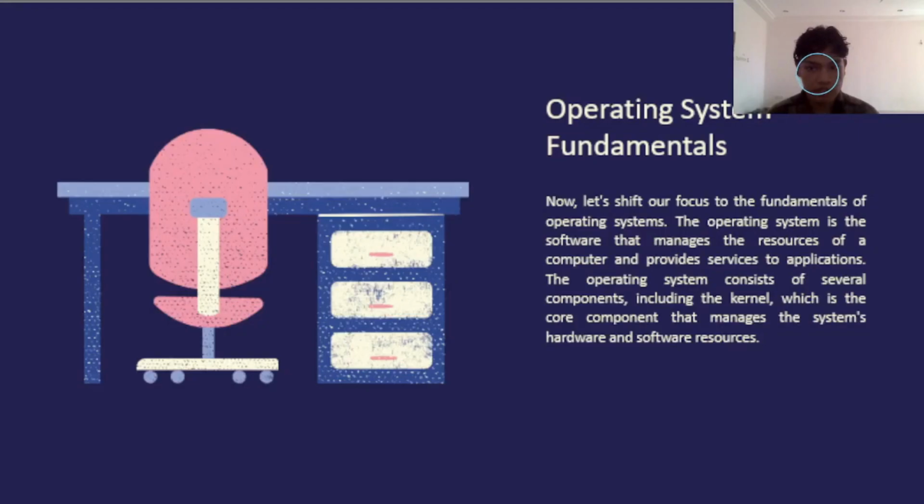The next is operating system fundamentals. To develop efficient and robust game engines, it is essential to understand the fundamentals of operating systems. These include the kernel, interrupts, kernel calls, preemptive multitasking, processes, and threads.